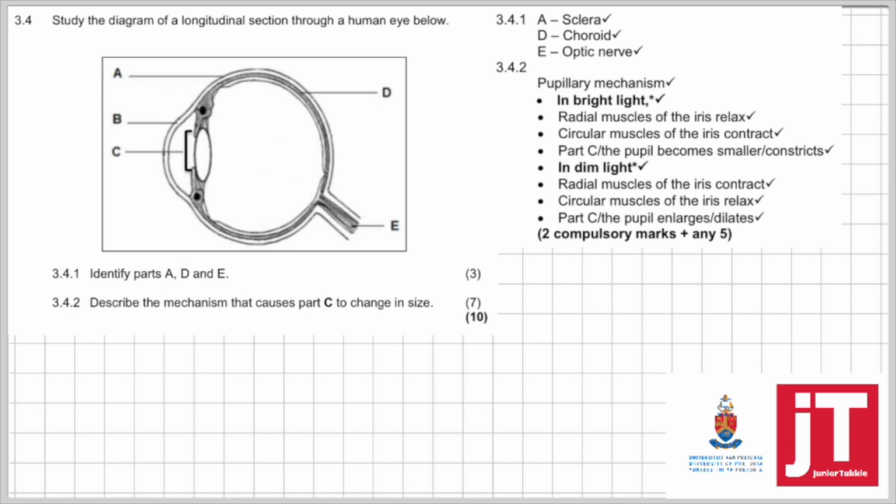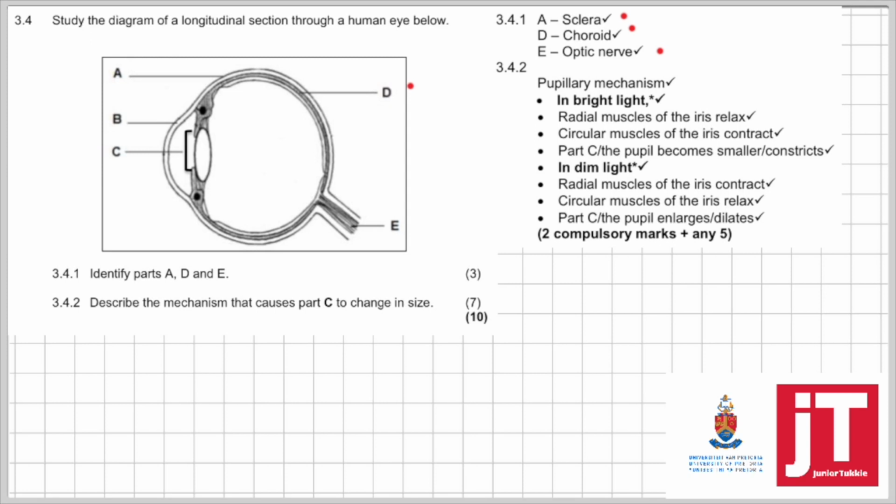3.4. Study the diagram of a longitudinal section through a human eye below. 3.4.1. Identify parts A, D, and E. A, we know, is the sclera. D is the choroid. And E is the optic nerve.